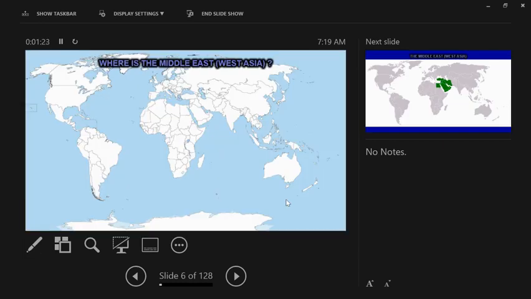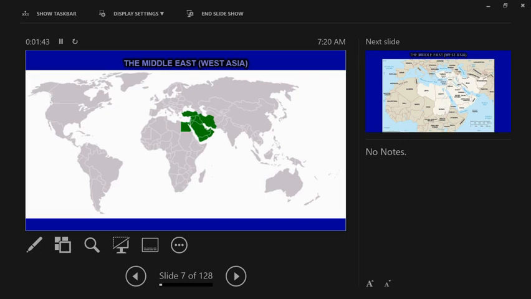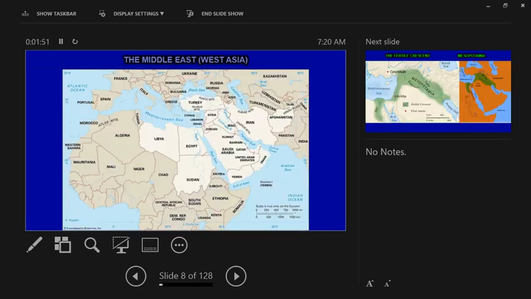So we are looking for the Middle East. Where is the Middle East on this map? It's also called West Asia. It's kind of right in the center of the map. It includes Egypt and the area just up to the upper right of Egypt. But this is generally considered to be the Middle East. All right, so we get closer.